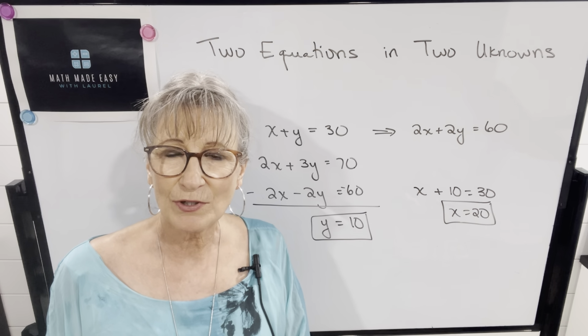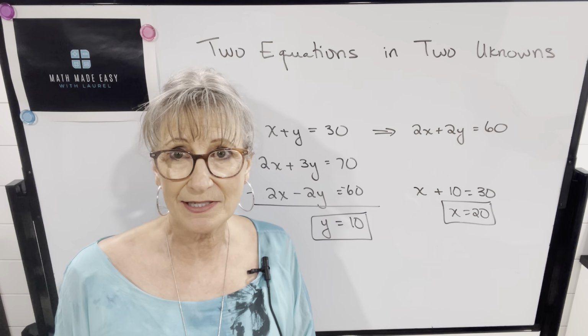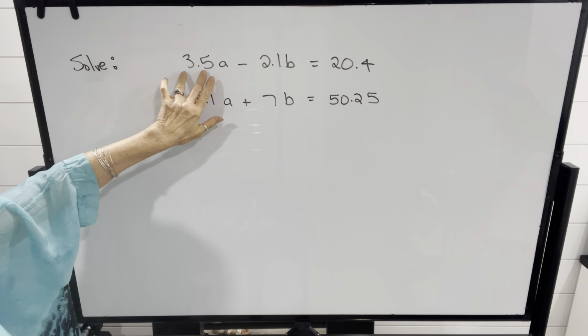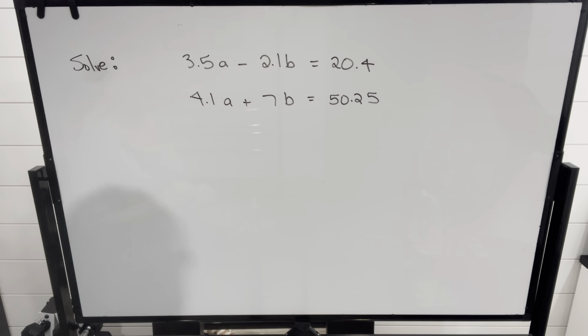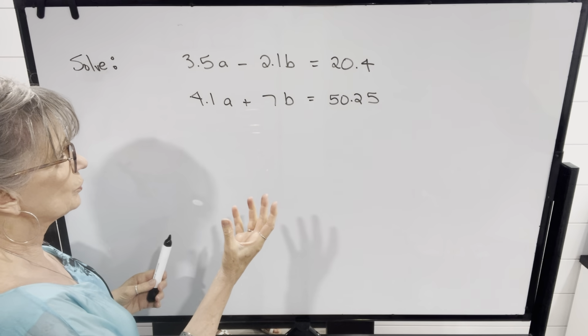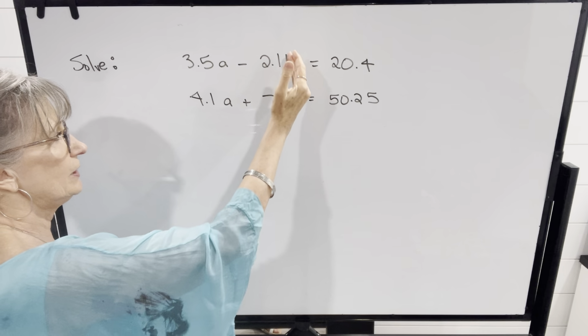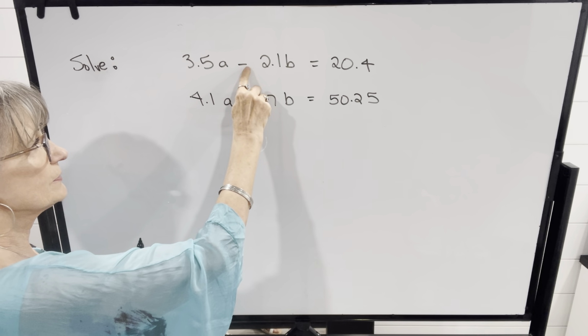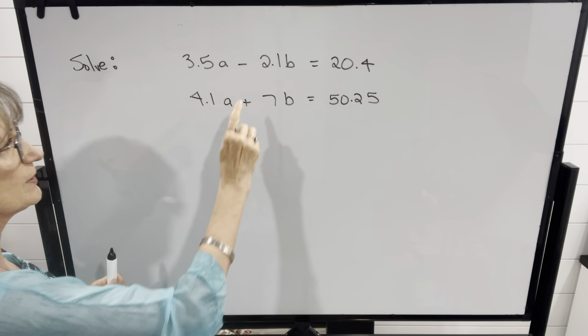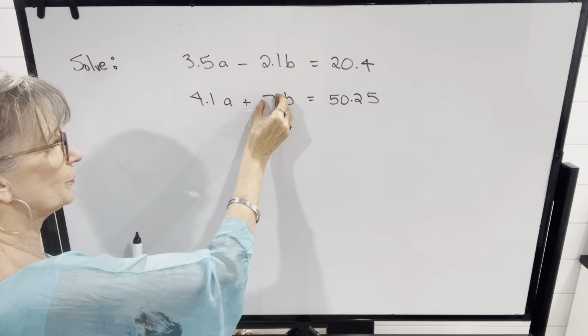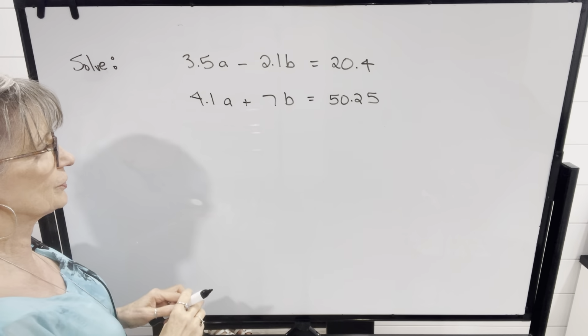Let's look at another set of equations where the coefficients aren't quite so easy. In this next example, our coefficients are not as neat as in the previous example. And we have a choice whether we want to eliminate a or b. Because there's a minus here and a plus here, I'm going to choose to eliminate b, because once I get the same coefficient in both of these terms, I simply add the equations.